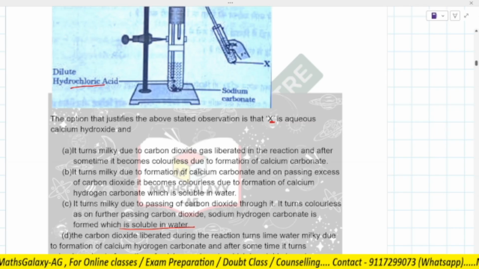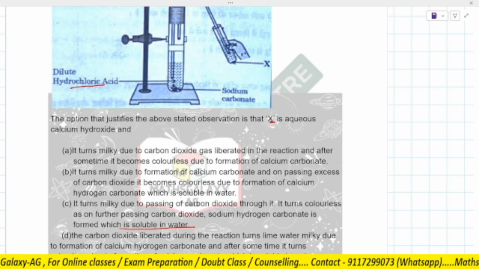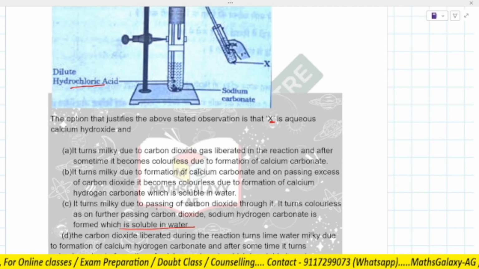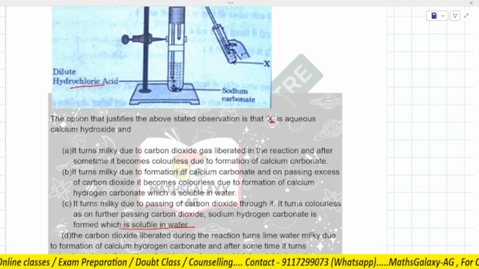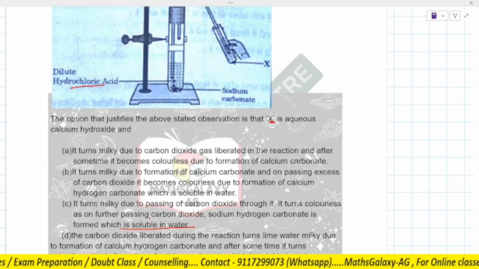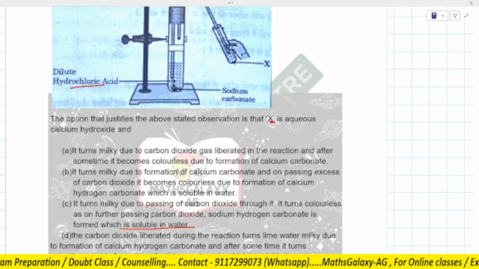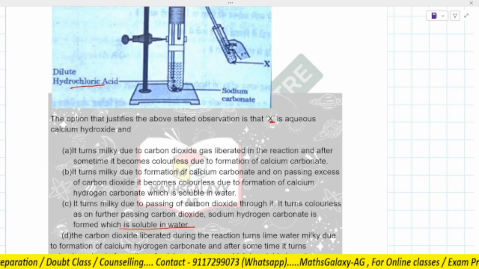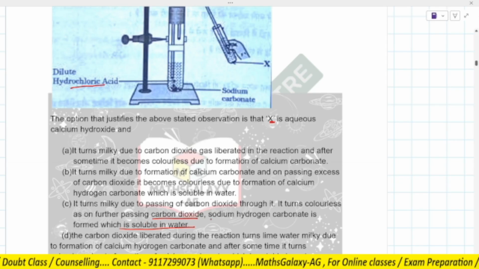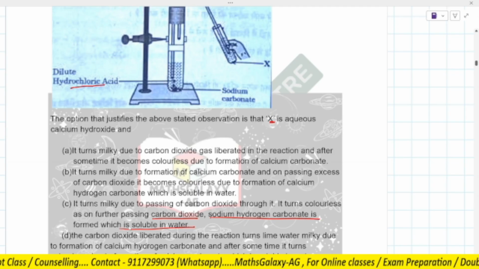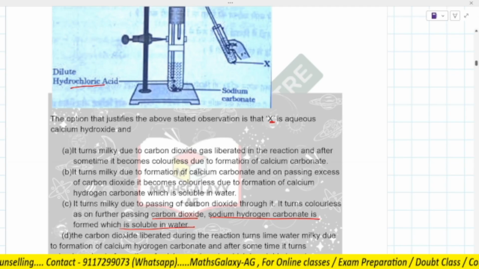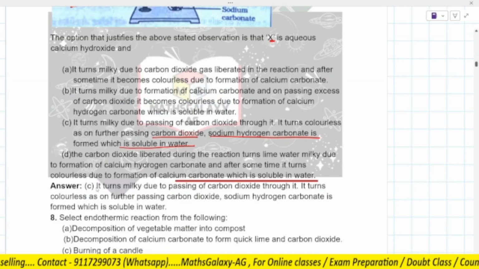So which one will be the correct explanation? I think D. Yes, D. Are you sure? Or it turns milky due to calcium carbonate, and on passing excess carbon dioxide it will be colorless, as calcium hydrogen carbonate is formed which is soluble in water, no? Yes, it will be. Okay. Is it clear?